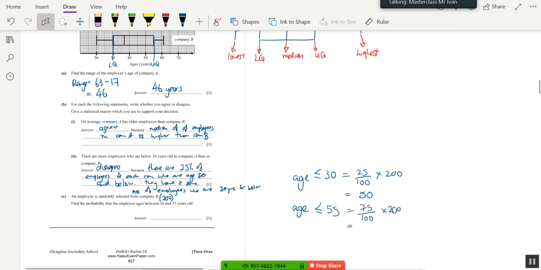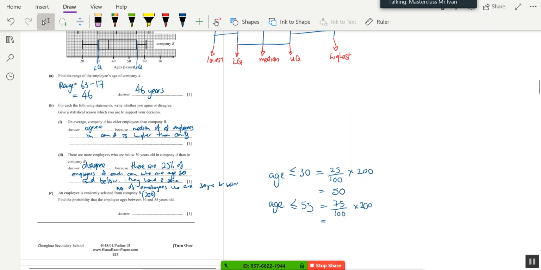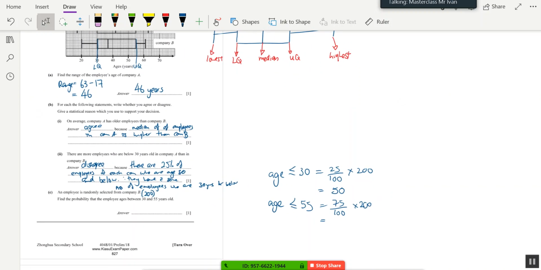Upper quartile, lower quartile already. That's why I told you you must have a system to remember this, because I taught you this just 2 weeks ago. 1 week we didn't have lesson because of Good Friday, right? Lower quartile means the lower 25%. Upper quartile means 75% and below. Okay? So this is 150.